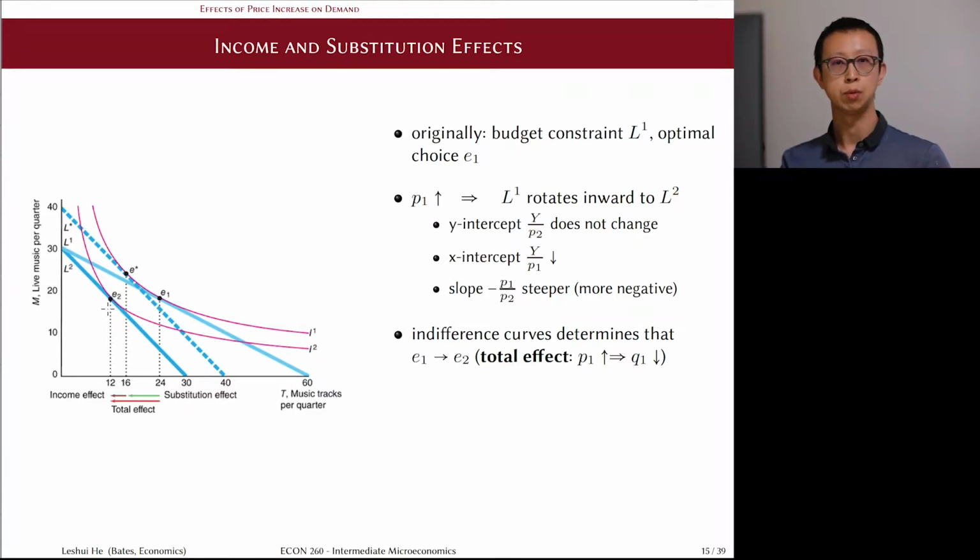which pushes the quantity demanded for good 1 and good 2 directly from the coordinates at E1 down to the coordinates at E2. It is very useful to think of this effect as a combination of two different effects, which we call substitution effect and income effect. And now let me explain what they are.